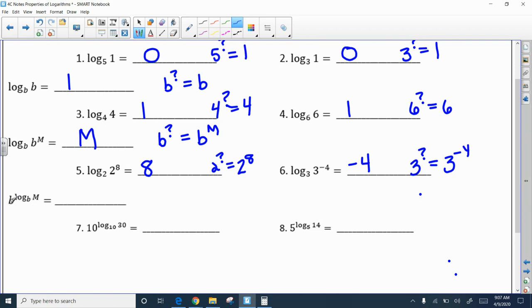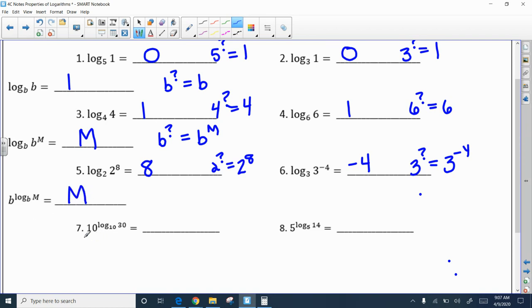Now, the same thing applies on this last property. B is the base to the log base B of M power. So the log base B of M is in the power. This one, there's not really a way to figure it out like the previous problems, but we will have to know what this gives us. The exponential base B and the log base B are going to get rid of each other, and we're just going to be left with M.